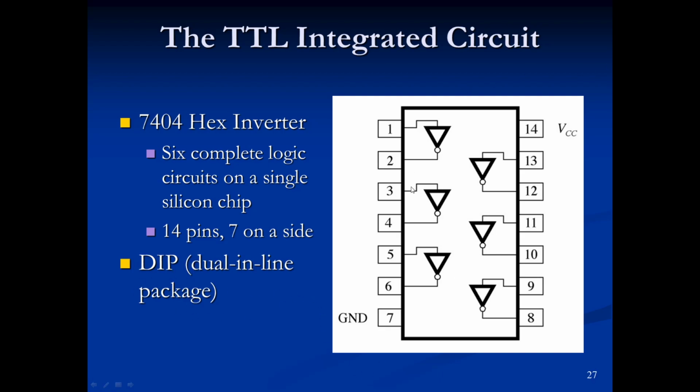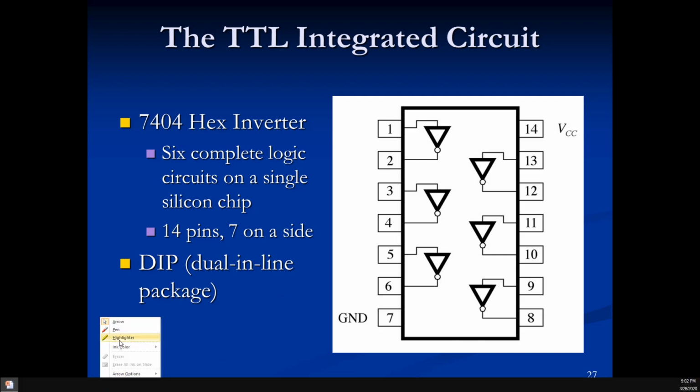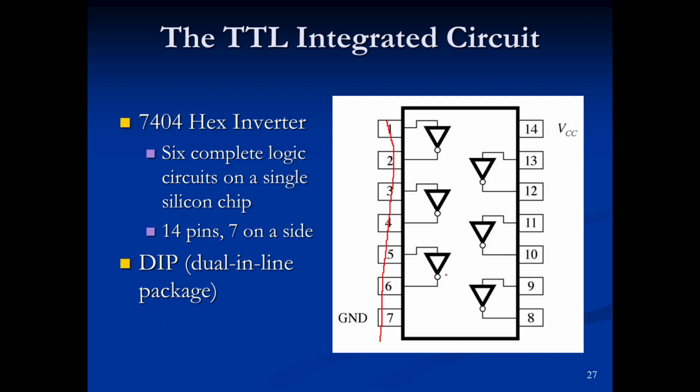And this is a package where one side of the chip has a bunch of pins, and the other side of the chip has a bunch of pins. It's called a dual inline package because there are 2 lines or 2 rows of pins, and they're in line with each other, as in, they're parallel to each other.